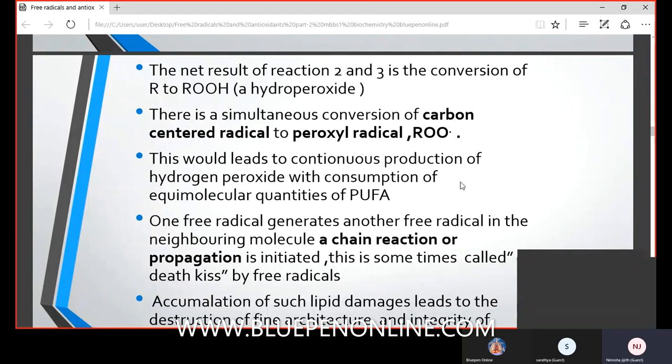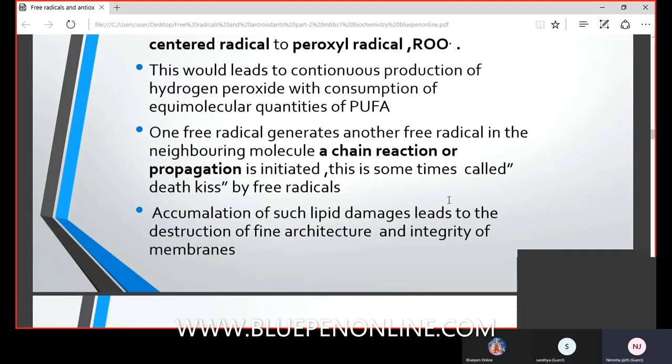This is sometimes called the death kiss by free radicals. There is no end. When it reacts, that creates some more free radicals. That's why it is known as the death kiss by free radicals. Then, accumulation of such lipid damages leads to the destruction of the fine architecture and integrity of our membranes.